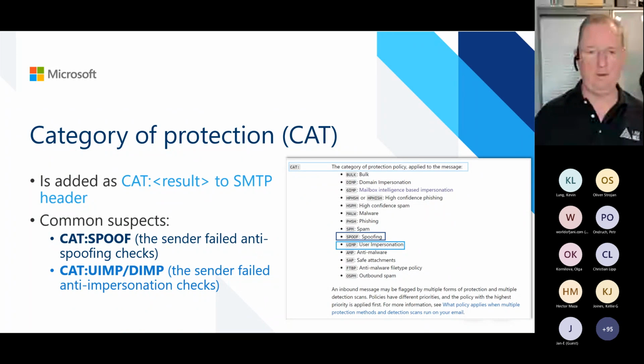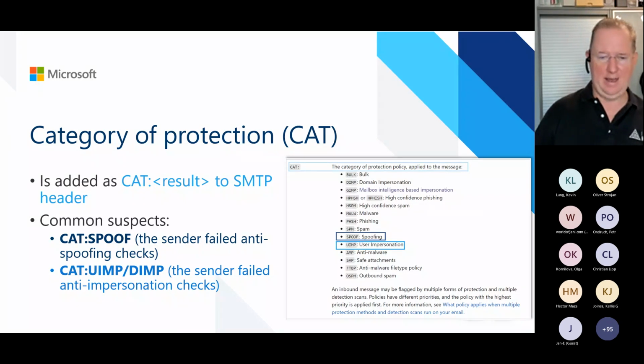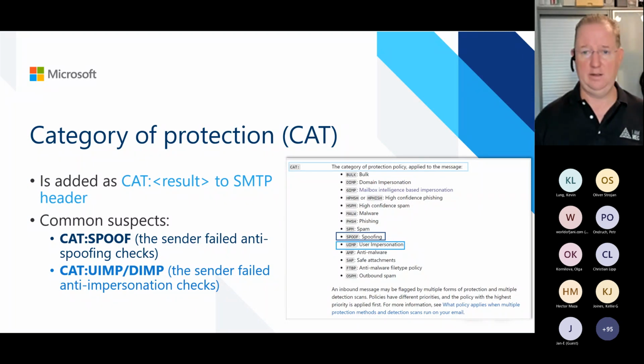Thank you. So the common suspects here are spoof, of course, or UIMP, DIMP. The sender failed anti-impersonation checks, for example. That you commonly get, and of course, then you can react to that.